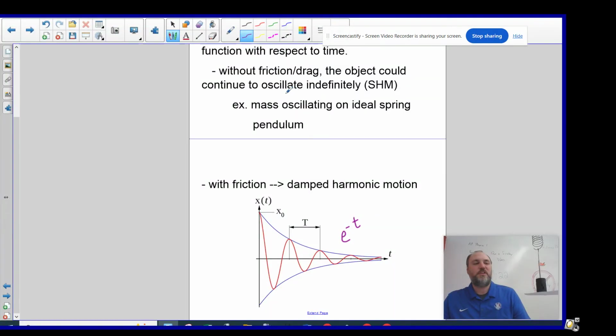Okay, so without friction, we could expect it to continue oscillating back and forth. With friction or drag, unfortunately, the amplitude is going to die off until it eventually stops moving.